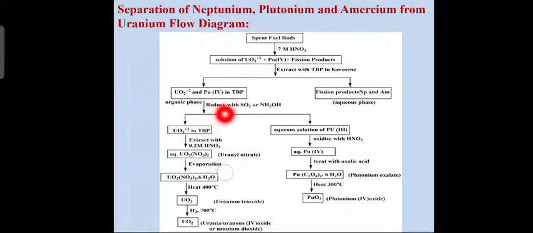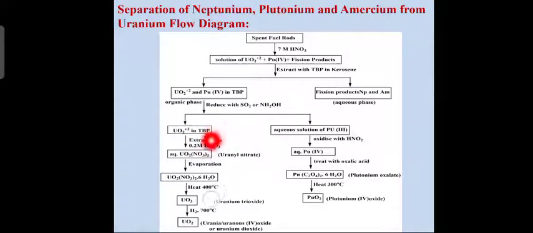The organic phase is separated and then reduced with sulfur dioxide or hydroxylamine. You will get two products: UO2 in TBP and an aqueous solution of plutonium in the 3rd oxidation state. So 2 phases are obtained. One is UO2 2+ in TBP and the other one is an aqueous solution containing plutonium in the 3rd oxidation state. Now we shall continue from this UO2 2+.